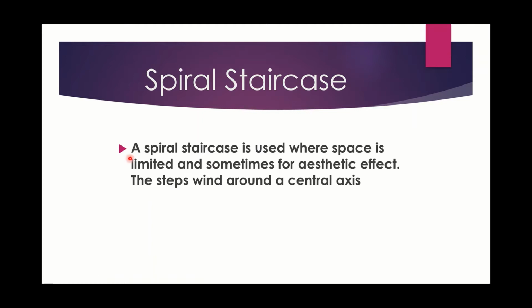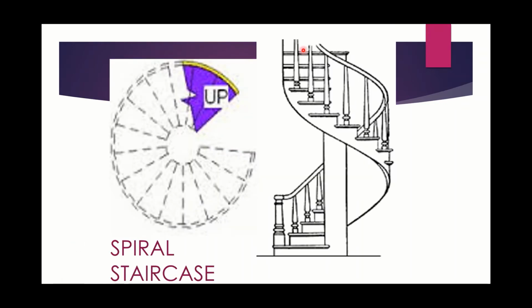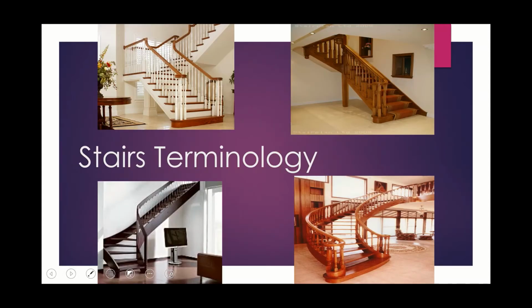Spiral staircase. A spiral staircase is used where space is limited and sometimes for aesthetic effect. The steps wind around a central axis. The spiral staircase is something like this. I'm sure people have seen it before. On the left hand side, that is what it would look like in an architectural set of plans. So they're the main stair styles.